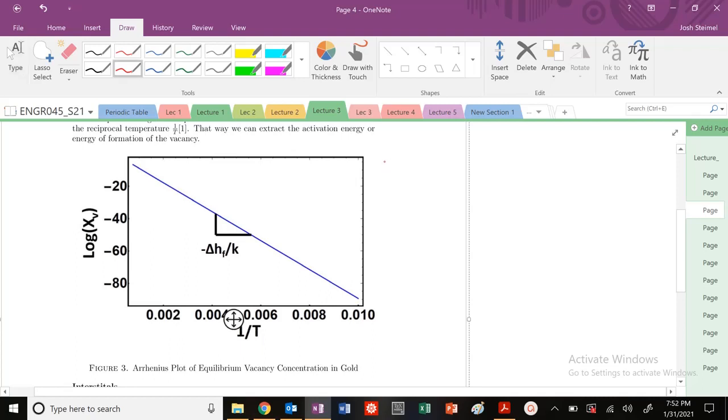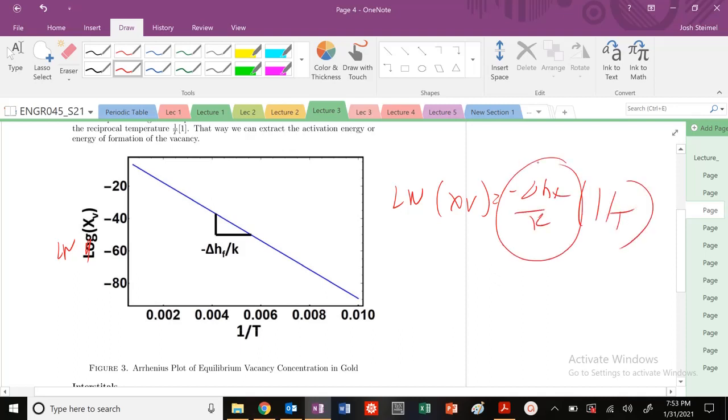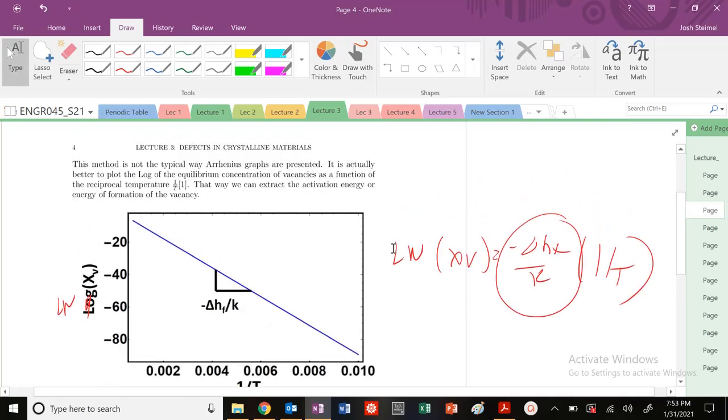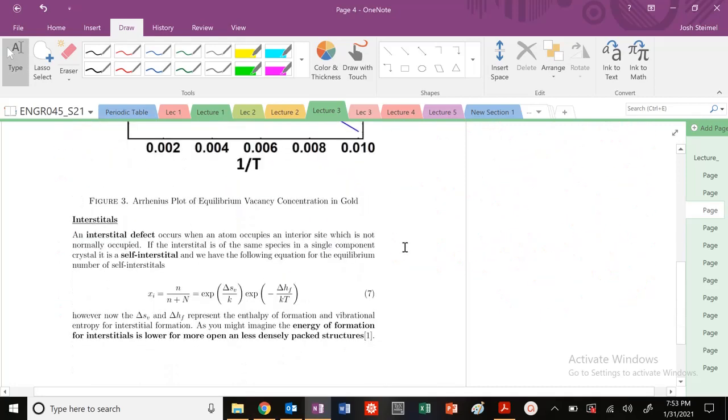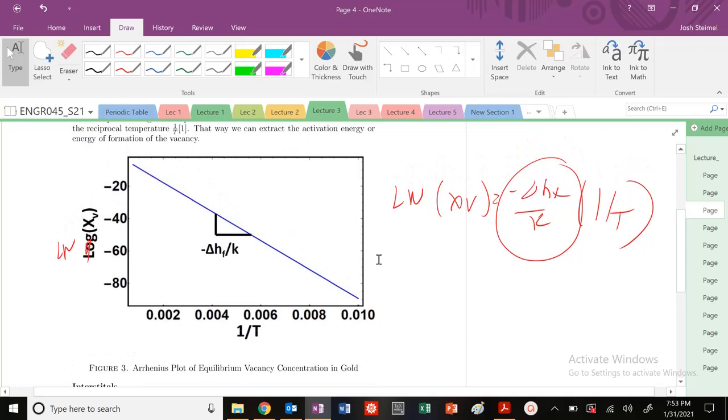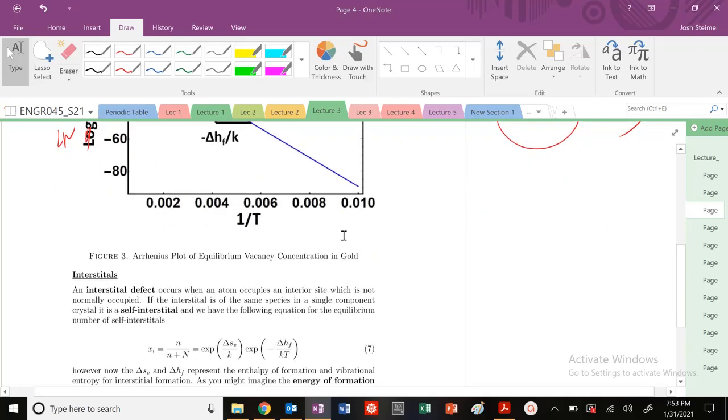So again, this is the natural log, ln. If I take the natural log of XV, I'm going to get an expression of minus delta H F divided by k times 1 over T. So the slope, if I plot it in this manner, is going to give me my activation energy. So that's a really nice way that you can work with these types of Arrhenius relationships.